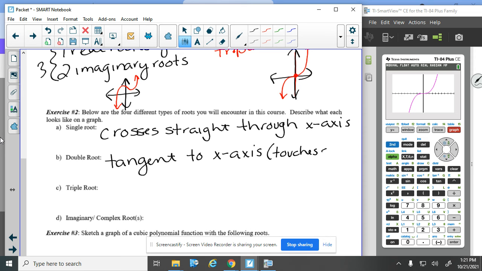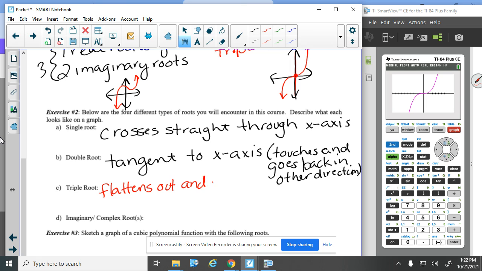Touches and goes back in the other direction. I'll add that just so we have a little vocabulary definition there. A triple root flattens out and passes through. So it flattens out at the x-axis, it doesn't stay straight through.